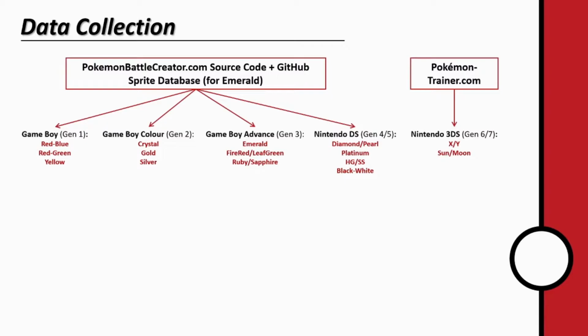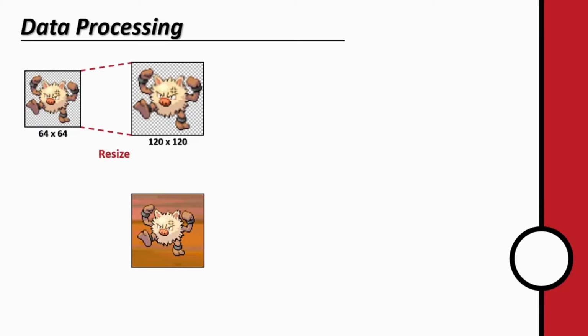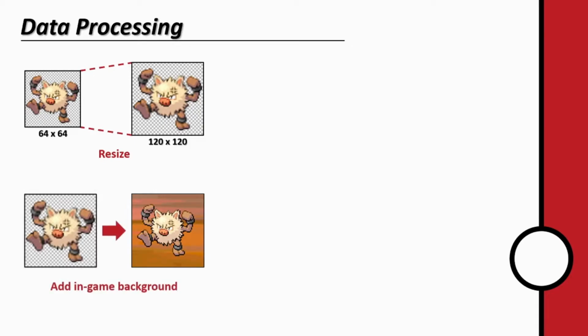For data collection, we used a combination of web scraping and a pre-existing sprite database. Sprites from multiple games in each class were grouped to grow our dataset to almost 9,000 images, with a clear imbalance among the classes. From there, we resized all images to the largest size among our data, which prevented details from being lost in the higher quality sprites. An in-game background was then added to make the training more representative of what is seen in the actual games.